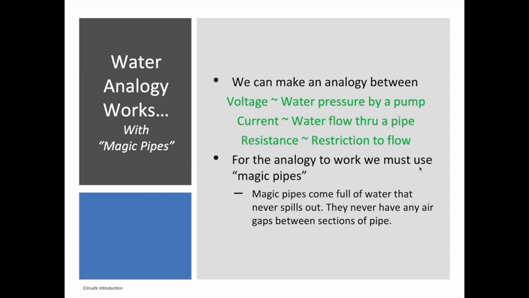For the analogy to work, we have to use what I'll call our magic pipes. Magic pipes come full of water that never spills out. They never have any air gaps between sections of the pipe that are joined together. So imagine you go to the hardware store, you get a supply line for the sink. When you buy that supply line, it's full of water already. You go and install it under the sink, and there are no air gaps that are introduced. If we introduce this caveat of magic pipes, then the water flow analogy will work.